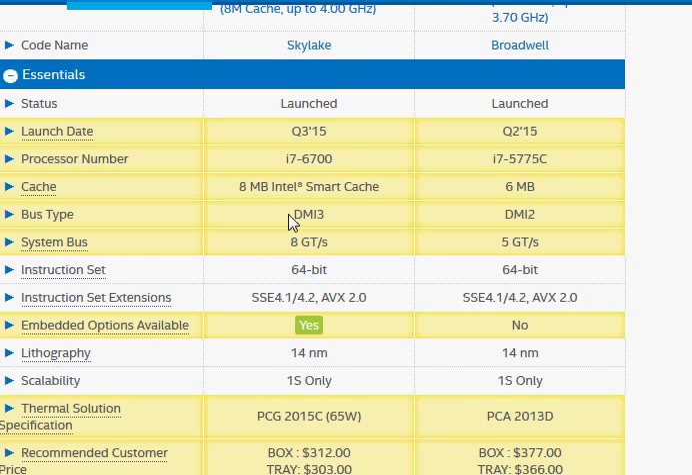The bus connecting the processor to the chipset is faster, which means the transfer to the multiple PCI Express lanes would be faster. It goes up from 5 giga transfers per second to 8 giga transfers per second. You may or may not notice it depending on whether your data traffic from the processor to the PCI Express goes beyond the 5 giga transfers per second.